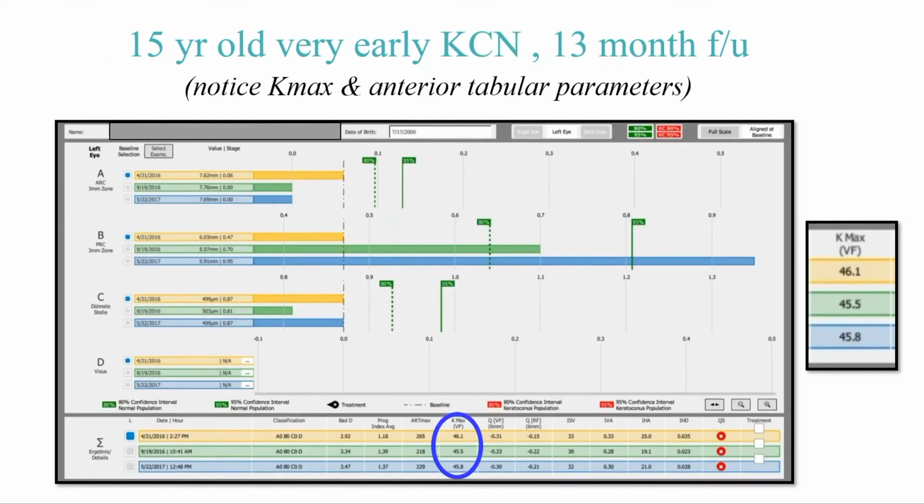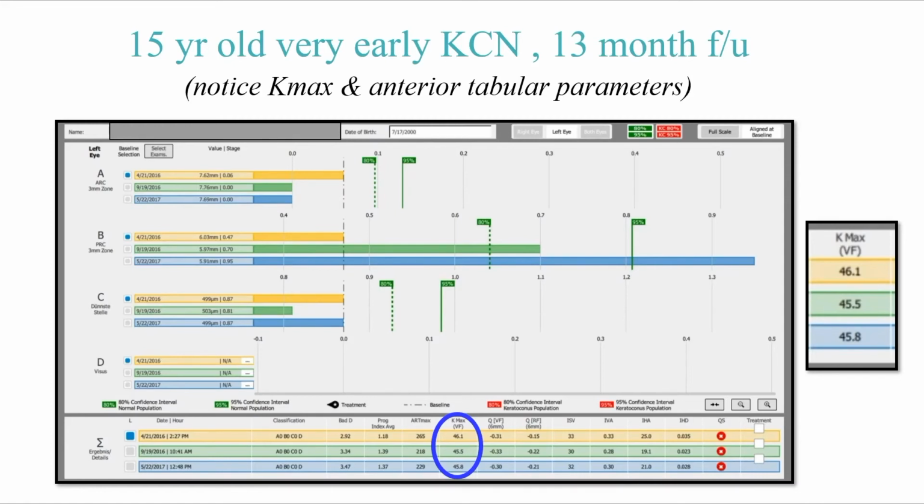But here are some examples that really show you the value of this display. This is a 15-year-old, very early keratoconus, 13 months follow-up. Look at the Kmax, 46.1, 45.5, 45.8, basically no change. Look at the anterior surface, effectively no change. But look what's going on in the back of the cornea. By the second exam, past the 80% confidence interval. By the third exam, way past the 95%.